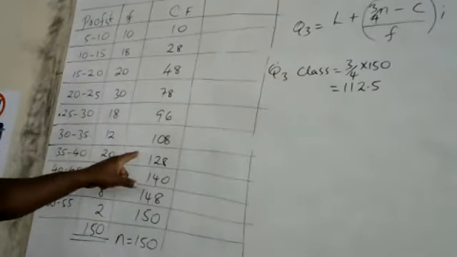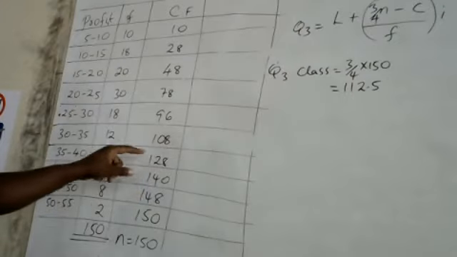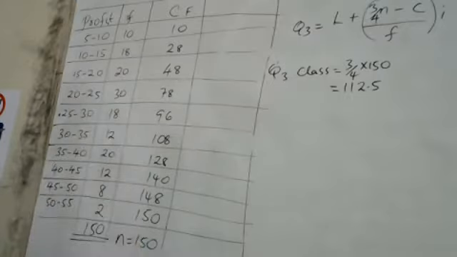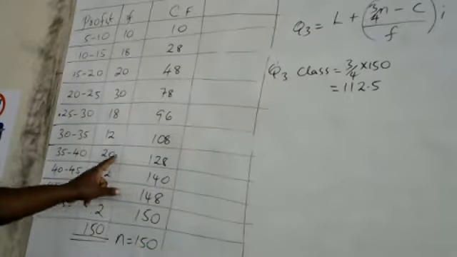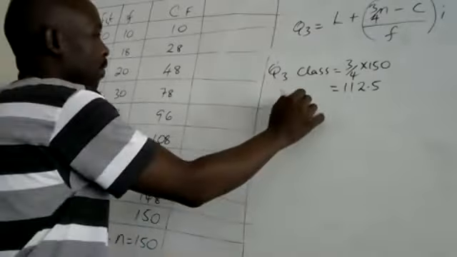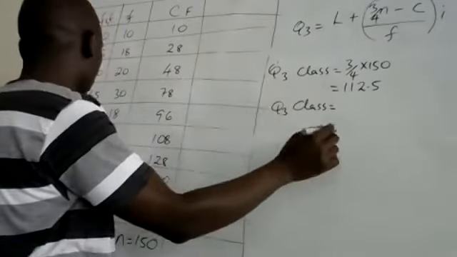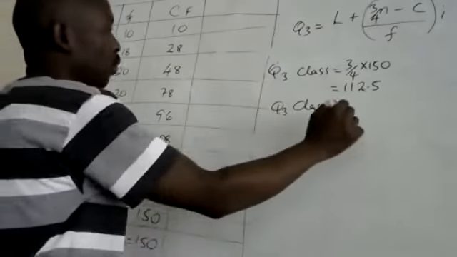It can only be in 128. We cannot take 128 exactly. We normally take the figure that is slightly higher, which is this one. So the class is 35. That is, the Q3 class is 35 to 40.